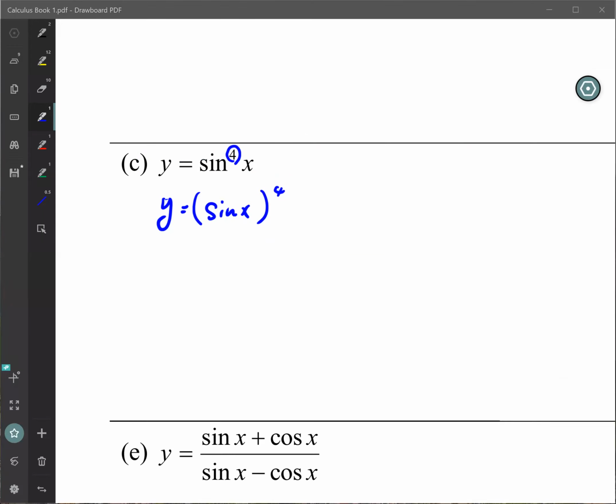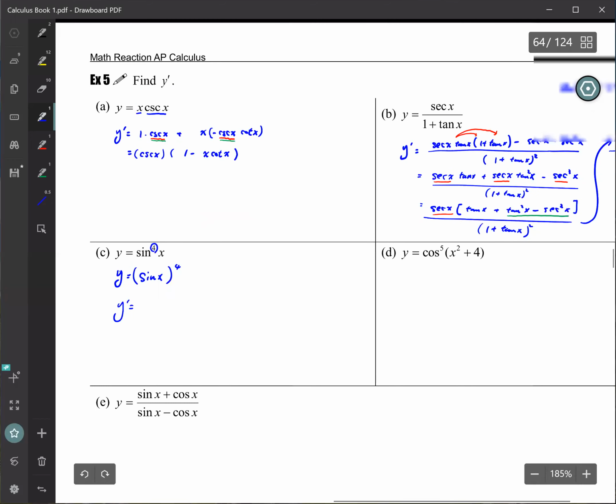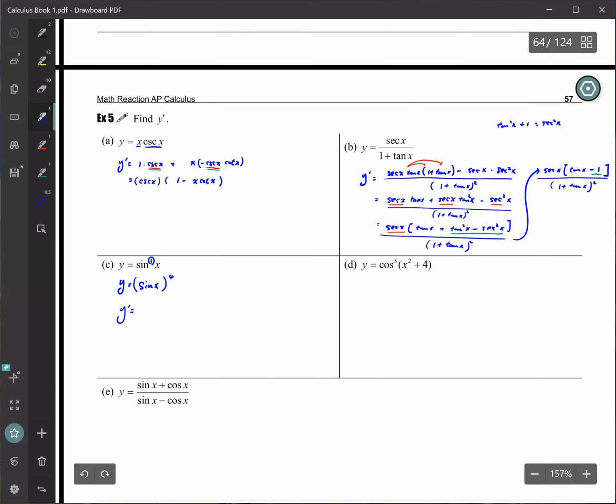All right, so please do this one. When you finish, please raise your hand. You've got to use chain rule. Chain rule, you start by priming the outside. Use your finger, cover the inside. Prime the outside, prime the inside.